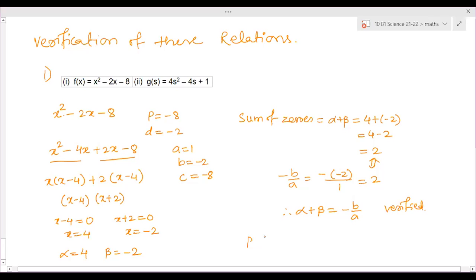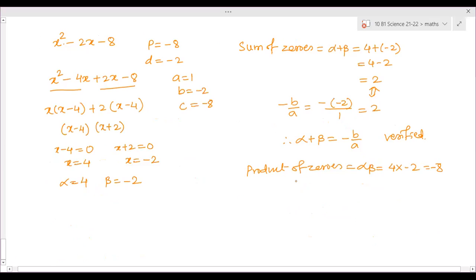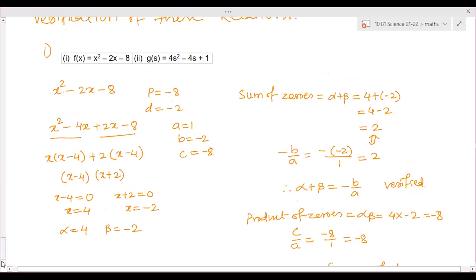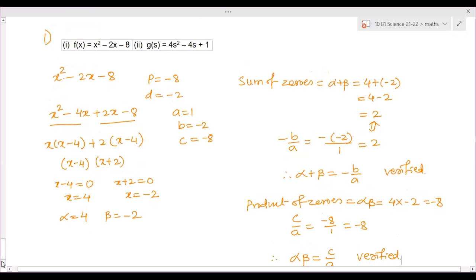And the product of zeros is alpha into beta. So alpha is 4 into minus 2, which is minus 8. And c by a is minus 8 by 1, which is minus 8. Therefore, alpha beta is equal to c by a is verified. Clear? Is it clear how to do? So write down and solve the second one.